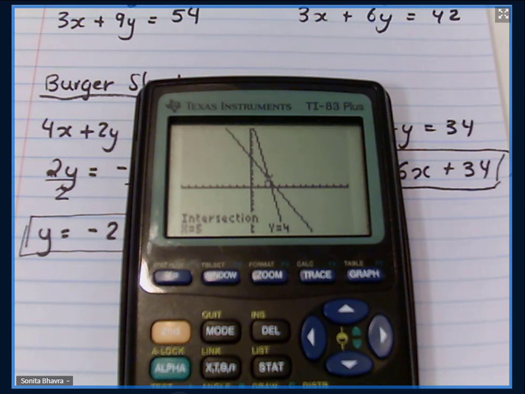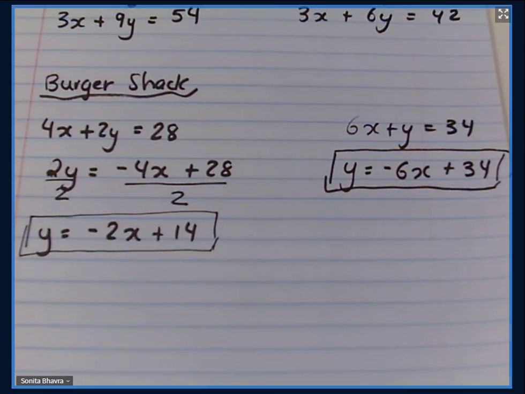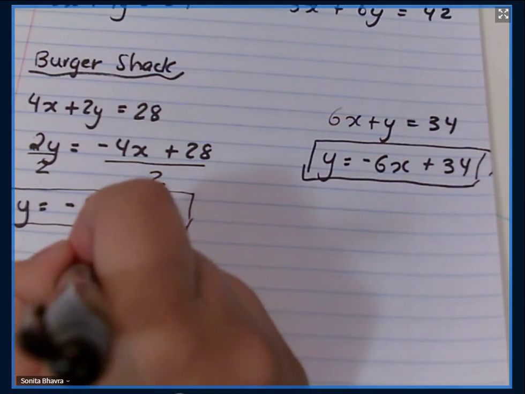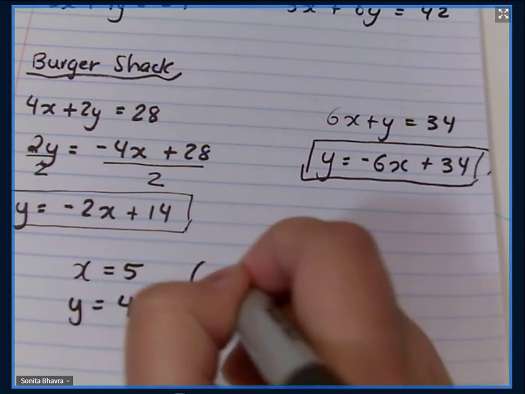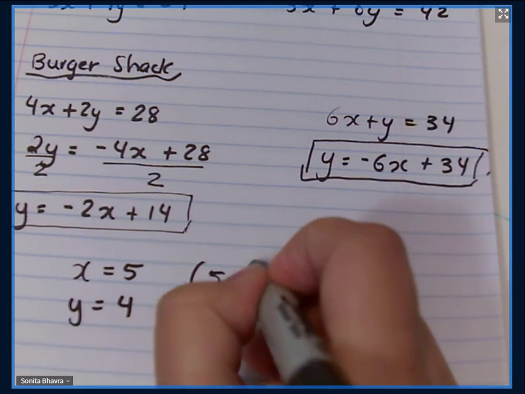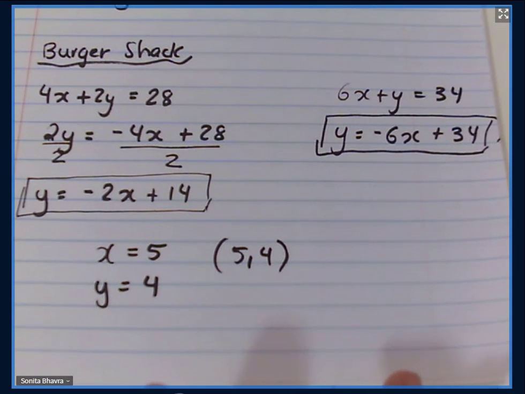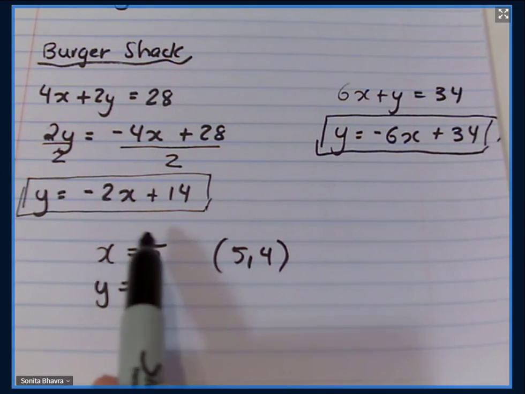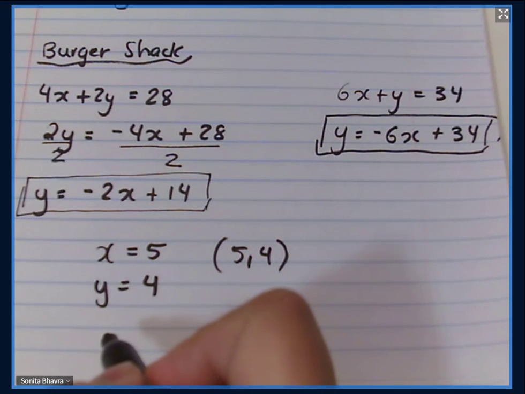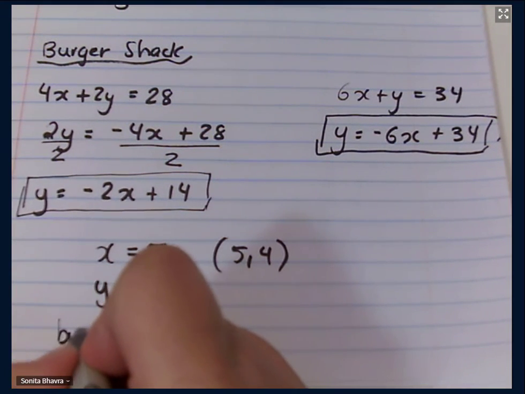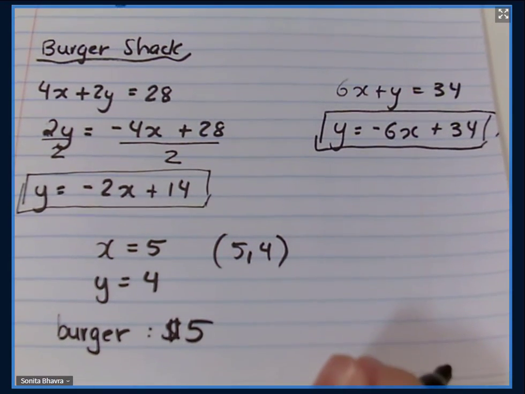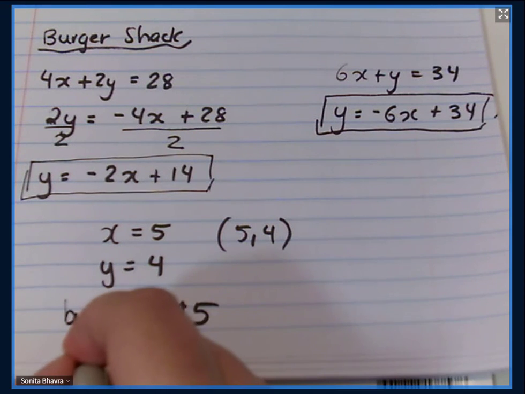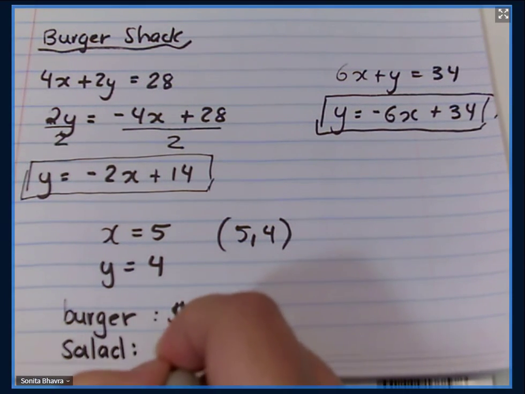And our intersection point is x equals 5 and y equals 4. So x is equal to 5, y is equal to 4. Basically, our intersection point then was (5, 4). But what does that mean? That means our burgers, which were represented by x, at Burger Shack, our burger costs $5, and a salad costs $4.